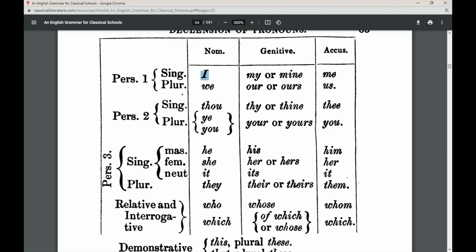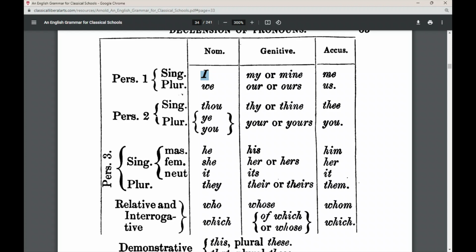I woke up at 7 o'clock. This is my house. He is going to help me. These are the forms of the first person singular pronoun. In the plural, we have the pronoun we. In the genitive case, we have the pronoun our.